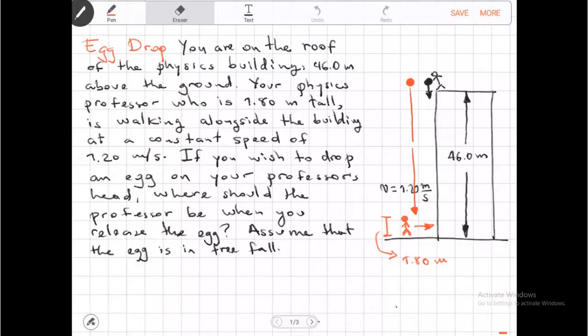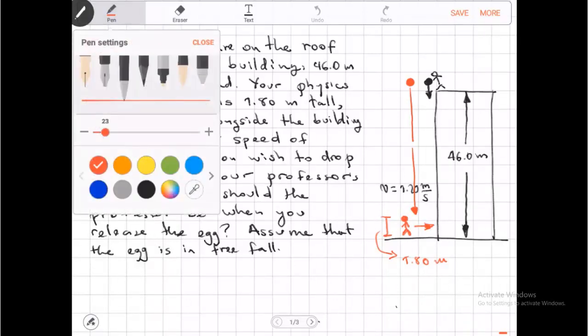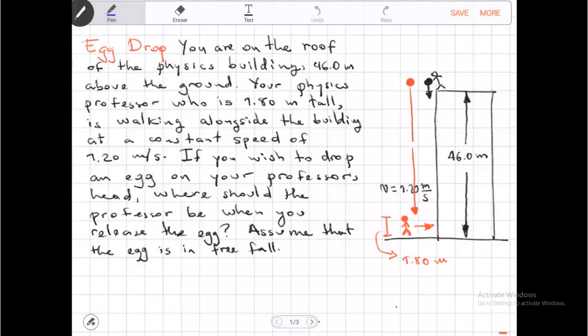Okay guys, at first we have to find the distance the professor walks during the time t that it takes the egg to fall to the height of his head. In order to do that, let's set the origin of coordinates at the top of the building, right here where I am writing the origin of coordinates. So the horizontal would be the x-axis and the vertical would be the y-axis.